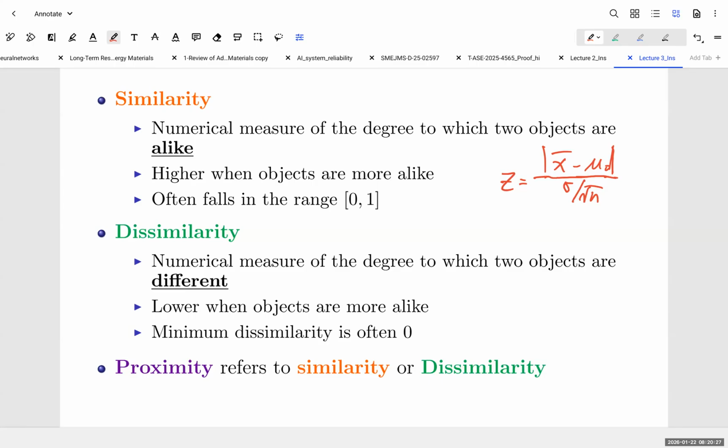These statistics, we have seen distance before. For data science, we have a more general definition of the proximity, or more interpretation of the distance, not just the statistical distance, okay? So that's the proximity.